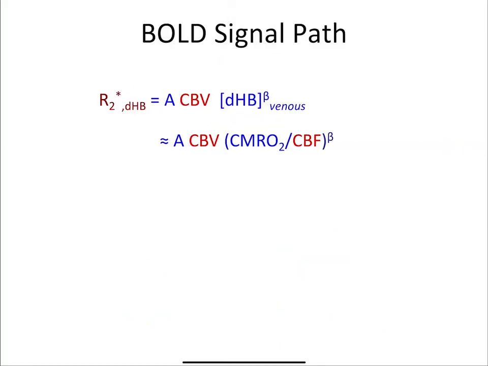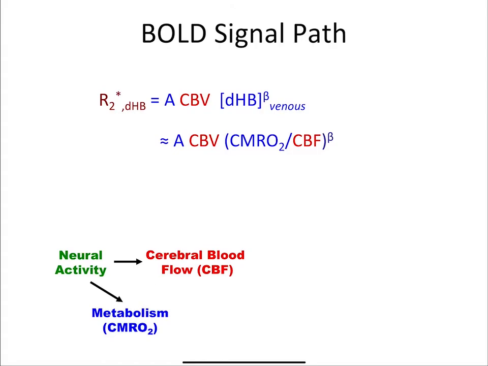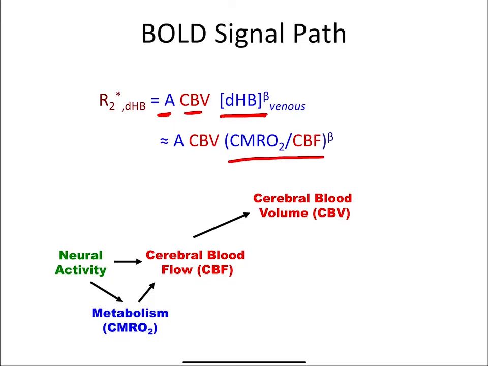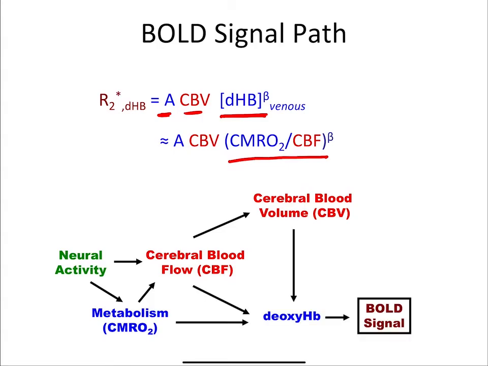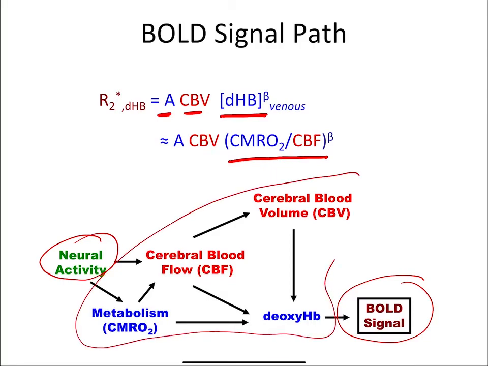So putting it all together, we said that R2 star was related to some constant times cerebral blood volume times this oxygenation term, which we can now replace with CMRO2 over CBF. So this is what we measure, and we try to infer things about neural activity, but as you can see, it goes through this complicated path in between.